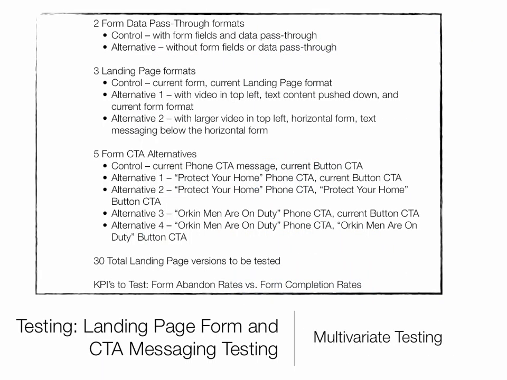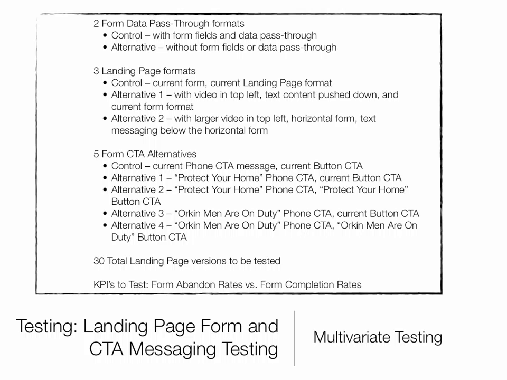Now with testing methodologies, I would stick with a multivariate test for the landing page form and CTA message testing. Now in this case you would have two form data pass-through formats. You'd have the control and the alternative that we talked about, and then you would have the three landing page formats. There would be the control, then there would be version 1 with the video on the top left, and then the form is still vertical, and then you have alternative 2 with the larger video on the top left, and then the horizontal form with the text copy below the form. And then you would have actually 5 form CTA alternatives.